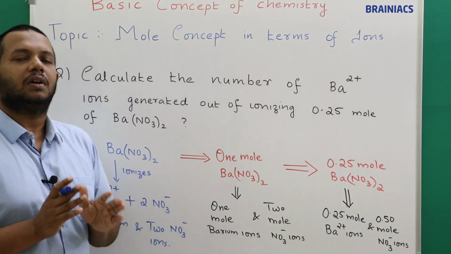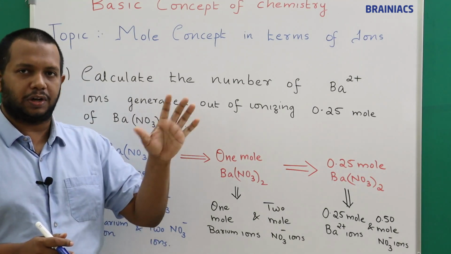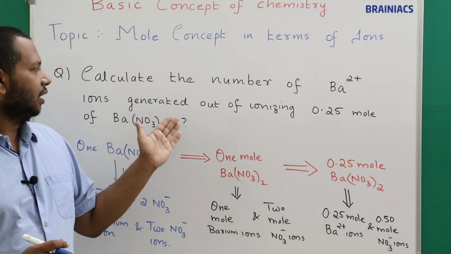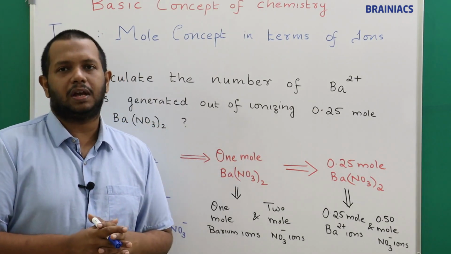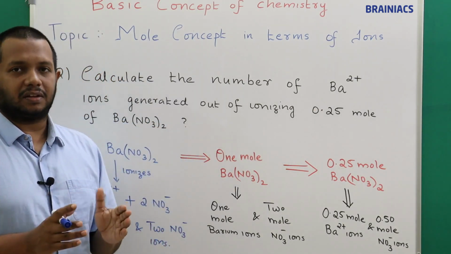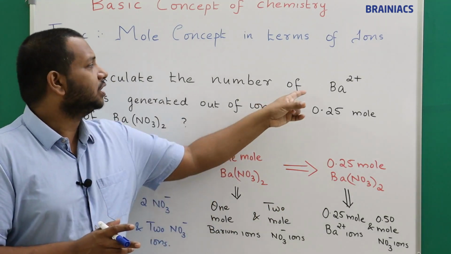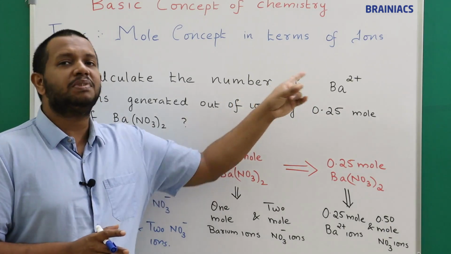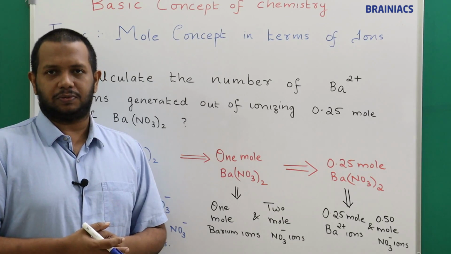So this is the question. You are given a compound called barium nitrate, Ba(NO3)2. They are asking how much amount of Ba(NO3)2 is given. 0.25 mole of Ba(NO3)2 is given, and they are asking, if this much barium nitrate ionizes, how many Ba2 plus ions will be obtained. This is the question fundamentally.